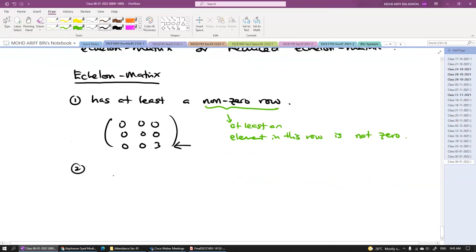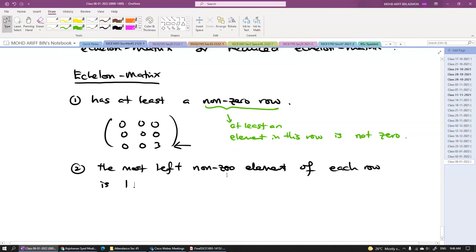Number two that you have to check is regarding the most left non-zero element of each row is 1. What is the meaning of this?